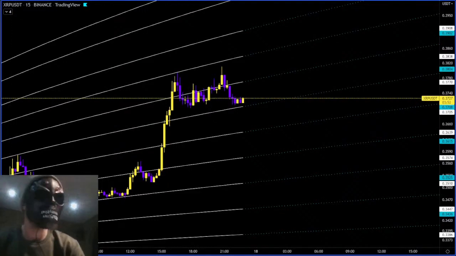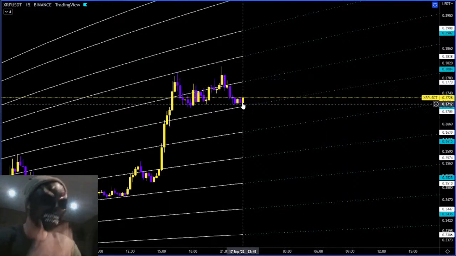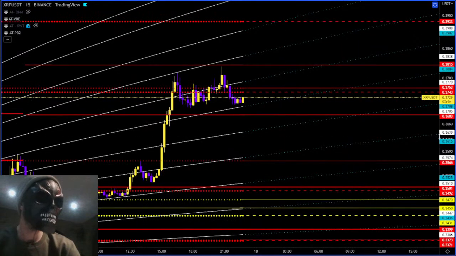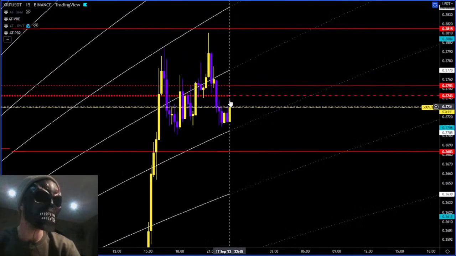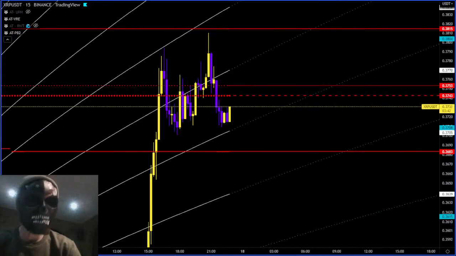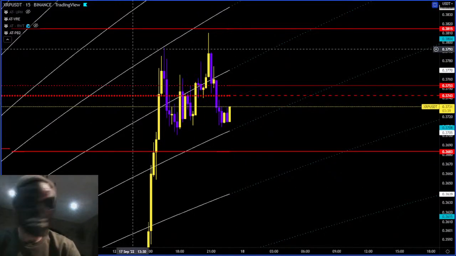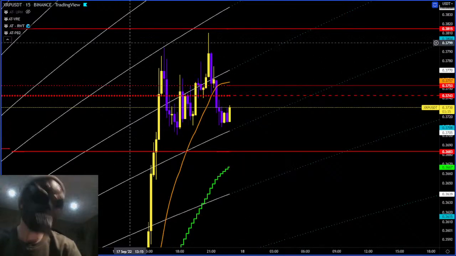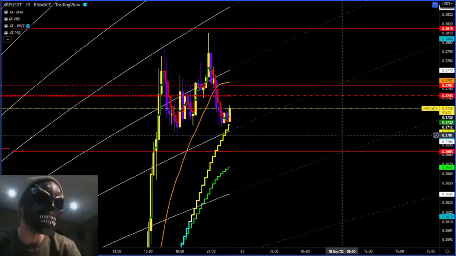Okay, so what we're going to do is look in on the 15-minute. As you can see, we have a distribution coin here. We're going to throw up VRE levels. VRE levels are going to dictate general direction for the weekend, and then from there we're going to throw up reverse wave trend, and then we'll look into where UMP is.